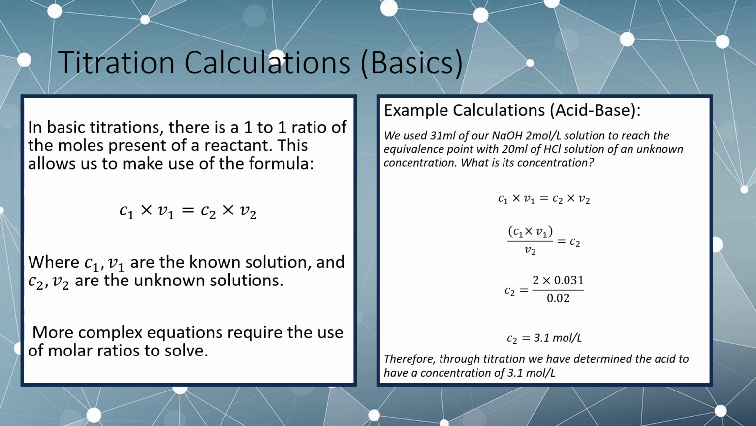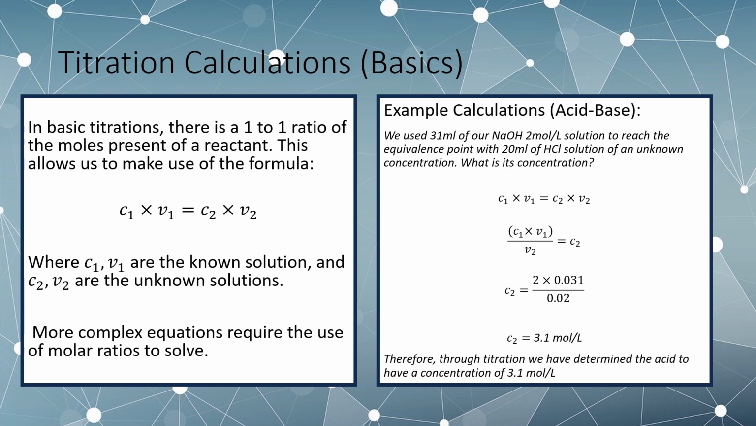So, using that standard solution that we just made up, we're going to use 31 mils of that solution, our sodium hydroxide 2 moles per litre solution, to reach the equivalence point with 20 mils of hydrochloric acid solution, HCl, of an unknown concentration. And we're asked to calculate what is its concentration from that experimental results. So, using our C1 times V1 equals C2 times V2, what do we know in this case? Well, we know our C1 and V1 because we use 31 mils of 2 moles per litre NaOH.